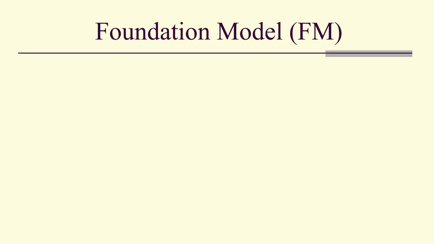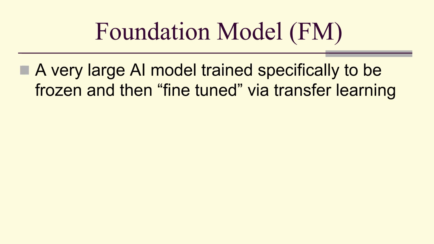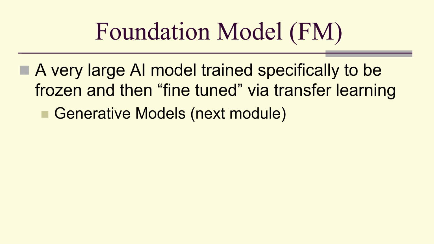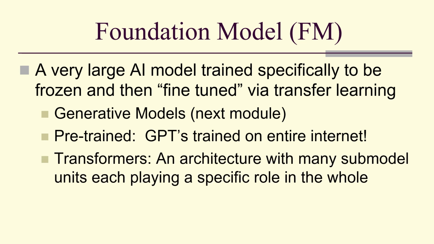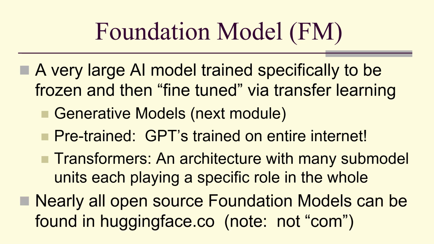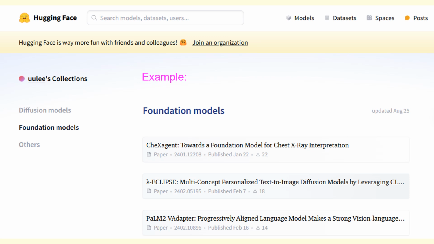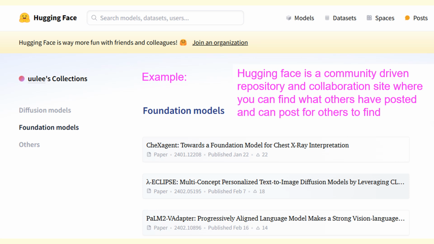And that leads to the concept of a foundation model: a very large AI model trained specifically to be frozen and then fine-tuned via transfer learning. Generative models in the next module. Pre-trained GPTs, trained on the entire internet, for example. And transformers, an architecture with many submodel units, each playing a specific role, as we saw above. Nearly all open source foundation models can be found at huggingface.co, not .com. Here's an example of somebody who's collected a bunch of foundation models. Hugging Face is a community-driven repository and collaboration site where you can find what others have posted and post for others to find.